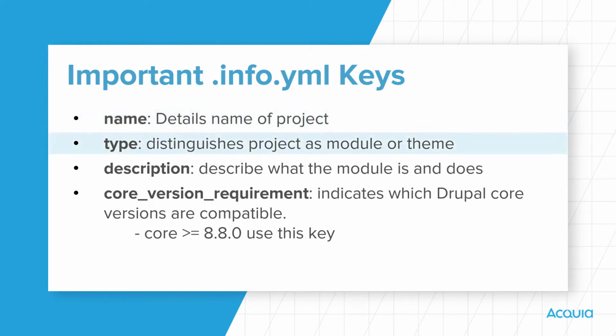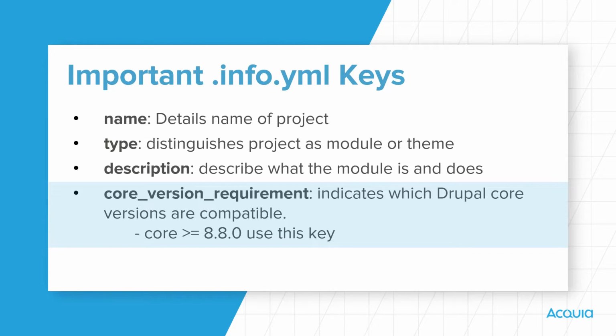The key of type distinguishes the project type as a module or theme. The key of description describes what the module is and does. This description is helpful for site administrators who are responsible for enabling the module. And lastly, the key of core_version_requirement indicates the versions of Drupal core that are supported by the code of your module.